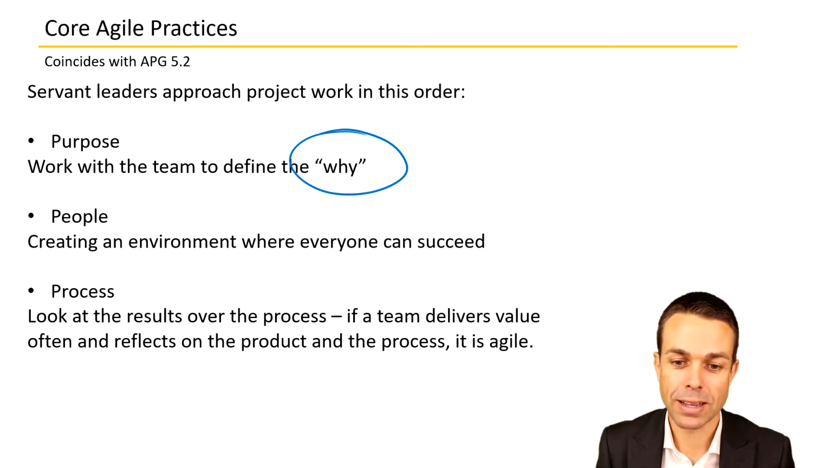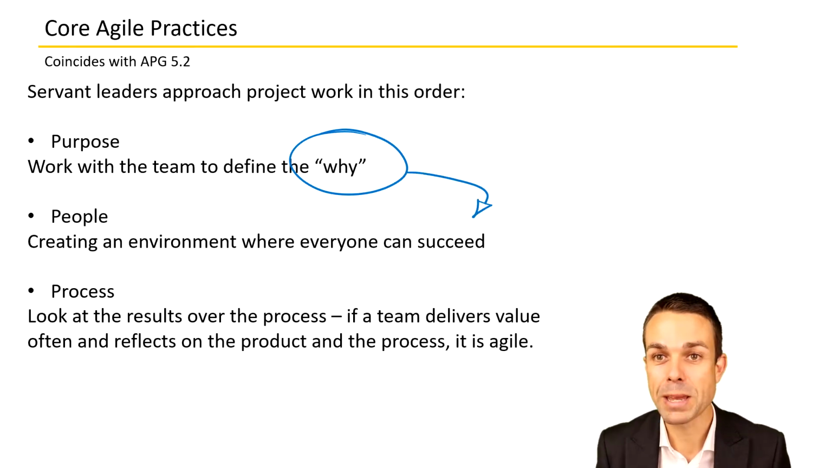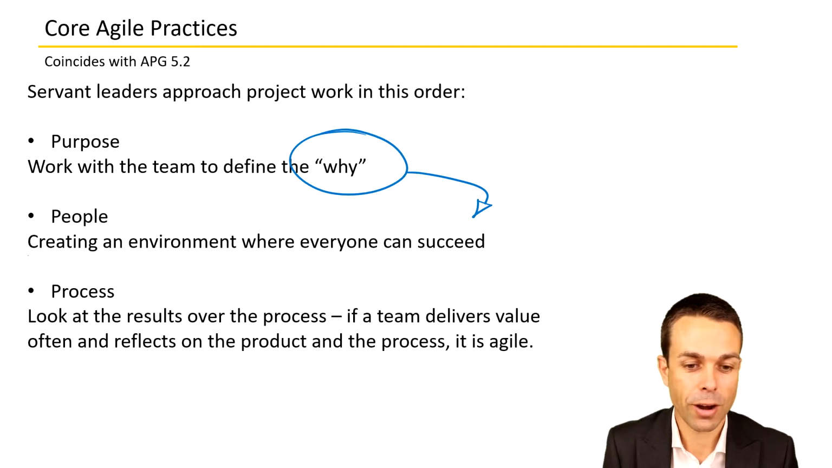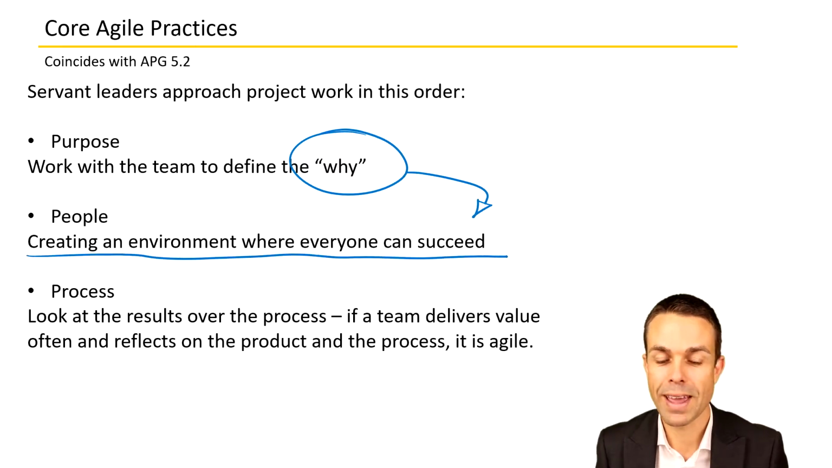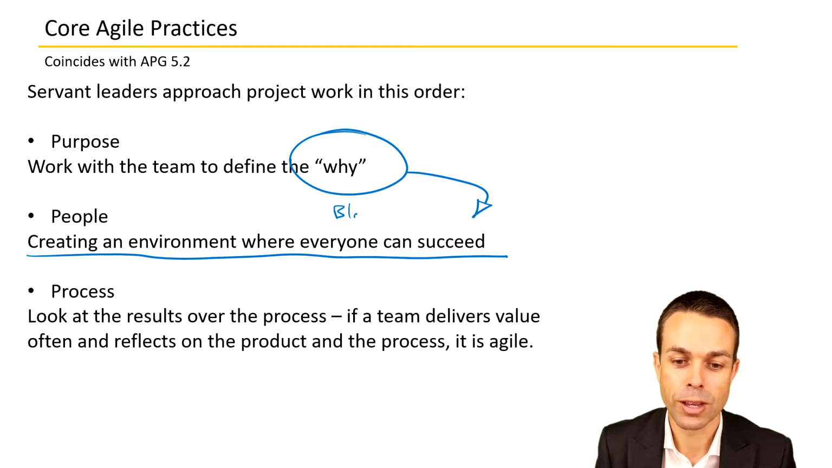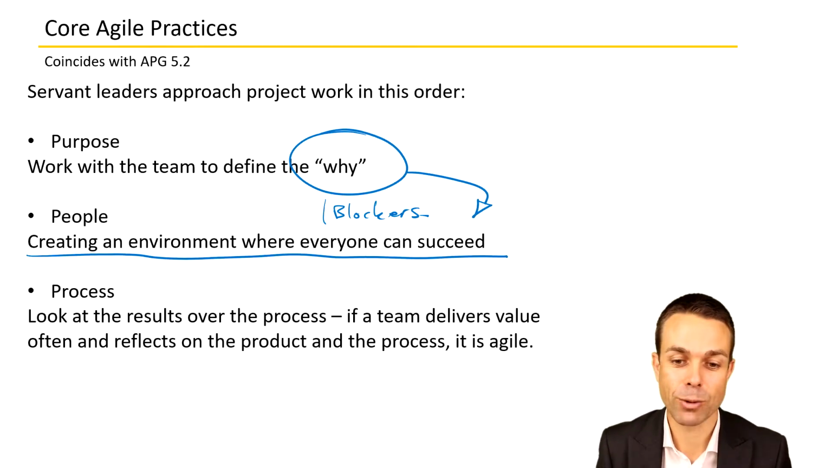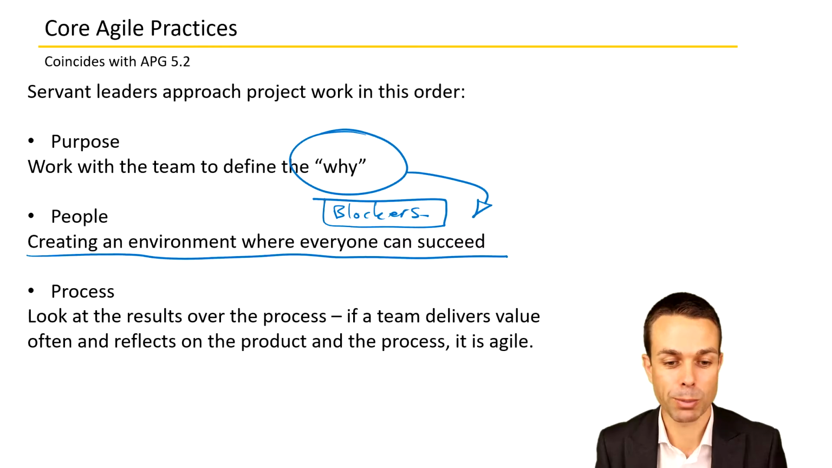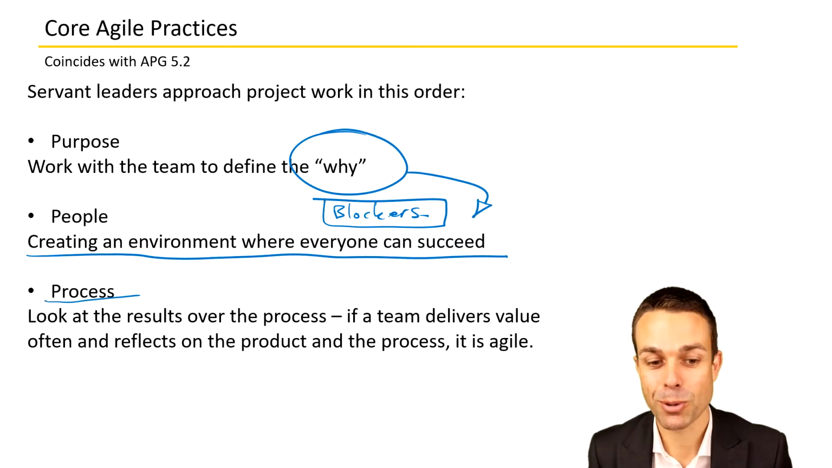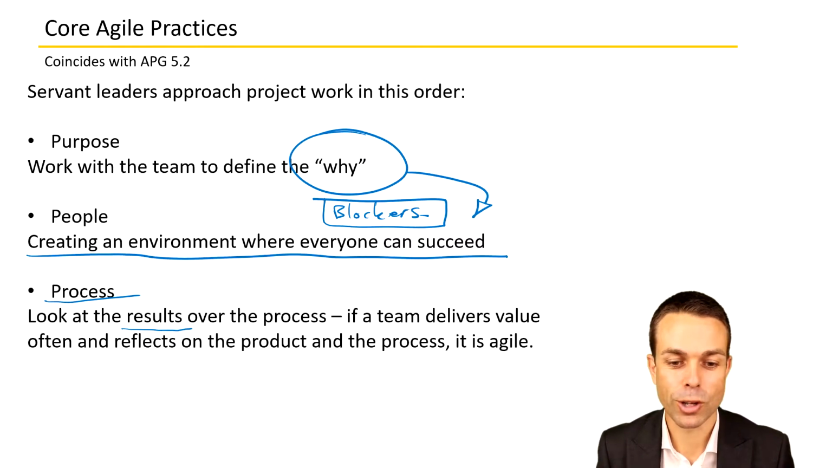Now that we've got the why, a servant leader will then work with the people involved. So creating an environment for the people where everyone can succeed, removing those blockers if they need to, improving the process if they need to, getting the right people on the bus so that everyone is on the same page, everyone is in that whole team using the whole team approach. Then when it comes to the process, we look at the results over the process.